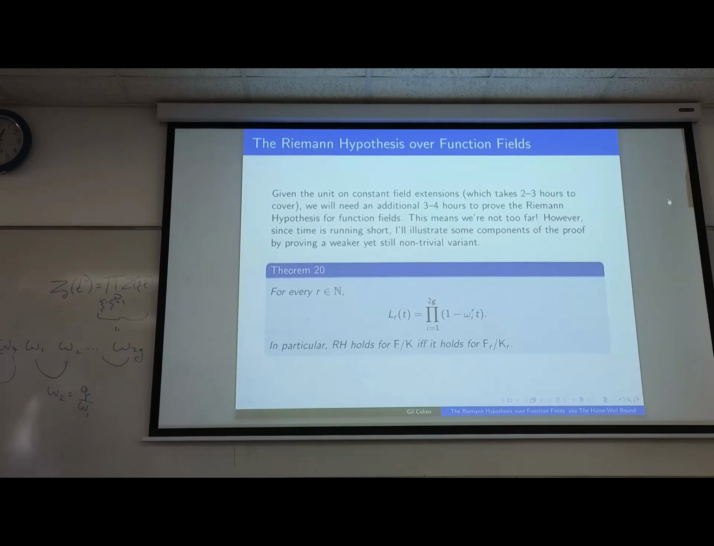Okay, so this is my apology. You see there is an apology here. It looks like just formal stuff, but it's an apology. We haven't done constant field extensions, because it will take 2 to 3 hours, and I need 3 or 4 more hours to prove the Riemann hypothesis, so I'm not going to do that because there are 20 minutes left. But we are not far, and I just want to give you some taste of what's going on.